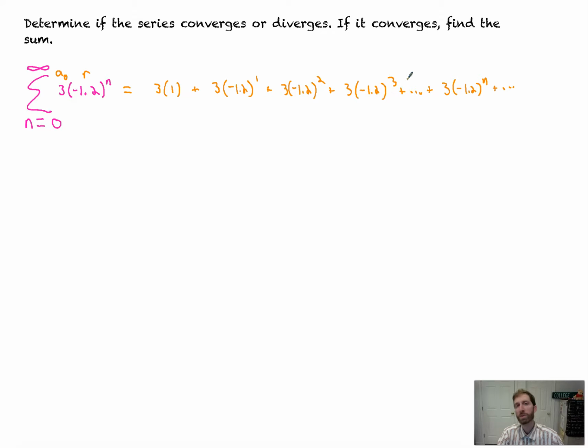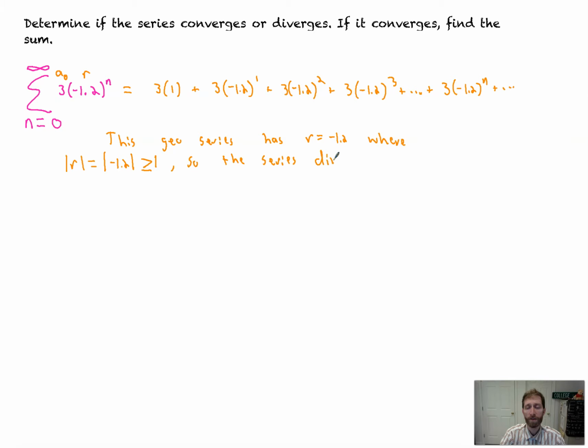So, a couple different ways we could prove that this thing diverges. I'm going to just state this. This geoseries has r equal to negative 1.2, where, and I'm going to write a little bit more, the absolute value of r is equal to the absolute value of negative 1.2, which is greater than 1, or equal to it. So, the series diverges. That's it. So the fact that we have a common ratio greater than or equal to 1, the absolute value of it that is, means that this thing's going to diverge.